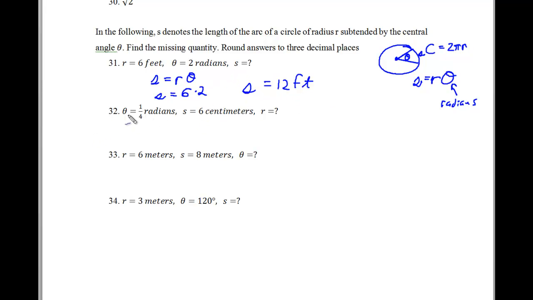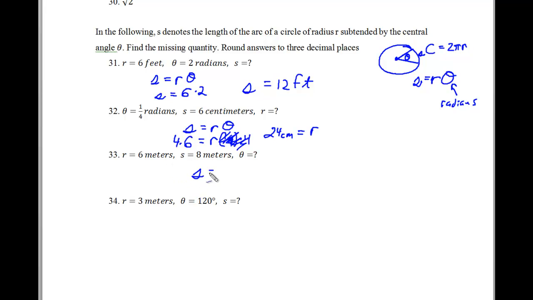So let's look at this here. We're going to go with 1/4 radian, and then we have 6 centimeters for our s. So here we have our formula, s equals r theta. We're going to plug our 6 in this case into our s, because that's how much crust we have on the outside. We don't know the radius of the circle, but we do know this is 1/4 radians here. Now to get the r by itself, we're going to multiply both sides by 4, so r is equal to 24 centimeters, because 1/4 times 4 simplifies to make 1.